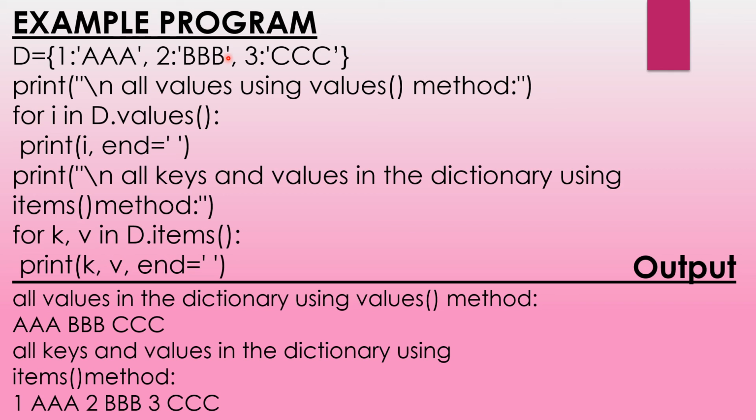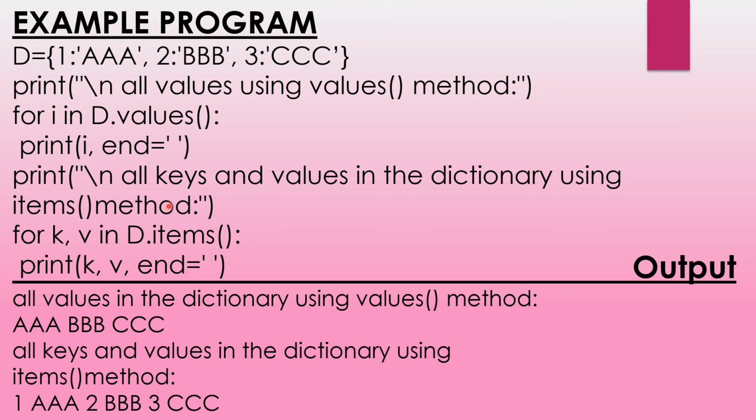One is the key and another is the value. This is the key, this is the value, this is the key, this is the value. So the value of i will be AAA, then BBB, then CCC. So in printing, you can see here i, first it will print AAA, then a gap will be given, then BBB, then a gap will be given, then CCC, then a gap will be given. So now move forward: print all keys and values in the dictionary using items method.